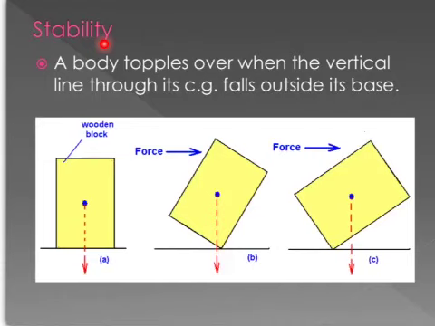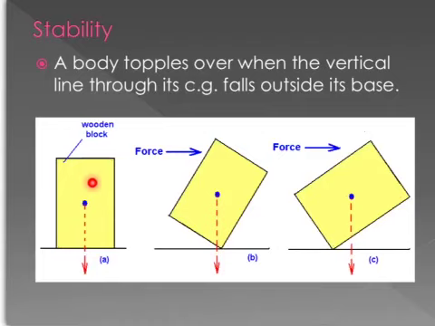Stability. A body topples over when the vertical line through its center of gravity falls outside its base. For this wooden block, here's the center of gravity, here's a vertical line, here's a base. So clearly this vertical line falls within this base. So this object, this wooden block in this position, is stable, will not fall over.